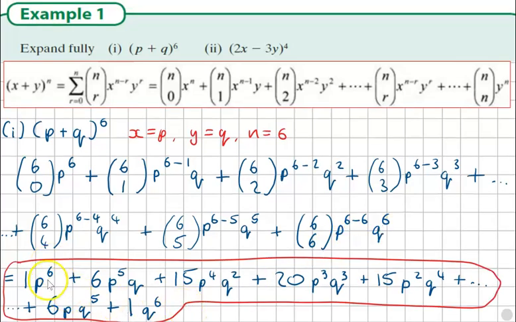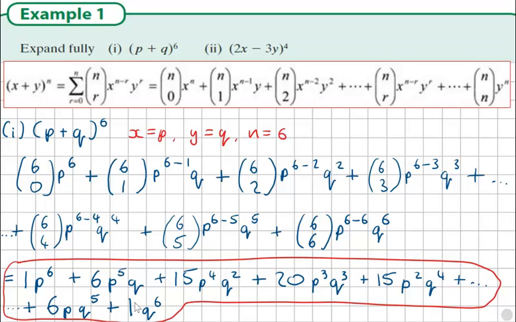So this is our answer. 1p to the power 6 plus 6p to the power 5q plus 15p to the power 4q squared plus 20p cubed q cubed plus 15p to the power 2q to the power 4 plus 6p q to the power 5 plus 1q to the power 6. So let's have a look at the pattern. So it starts with 1 and it ends with 1. So in terms of coefficients, we've got 1, 6, 15, 20, 15, 6, and 1.